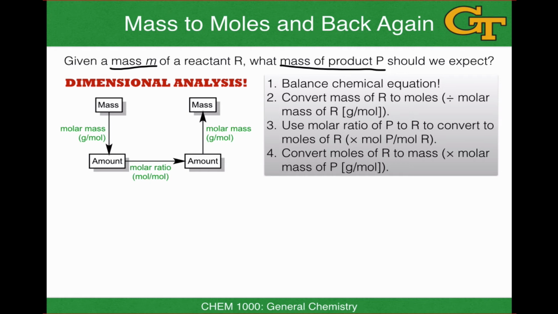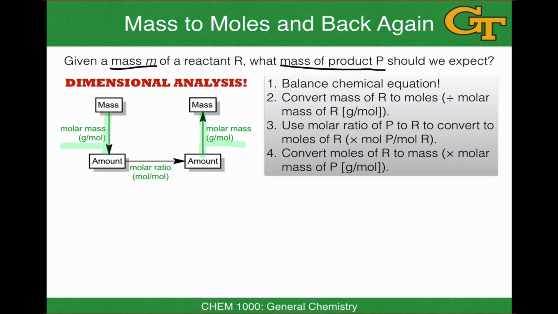How does this work? Well, it all boils down to dimensional analysis. In the diagram you see here, 2 of the paths should look intimately familiar. So moving from mass to amount, or mass to moles, the ticket to that is just moving from mass land to mole land, molar mass. And analogously, moving back to mass from amount, the ticket is once again molar mass.